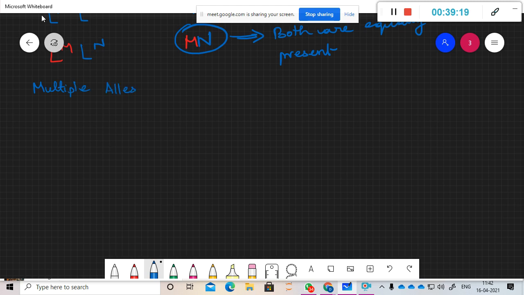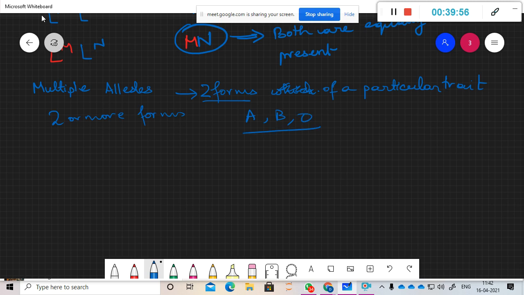Along with this, we come to the concept of multiple alleles. Now we were dealing with only two forms of a particular trait, red, white. Now let us talk about if there are two or more forms, A, B, O. These are multiple alleles.